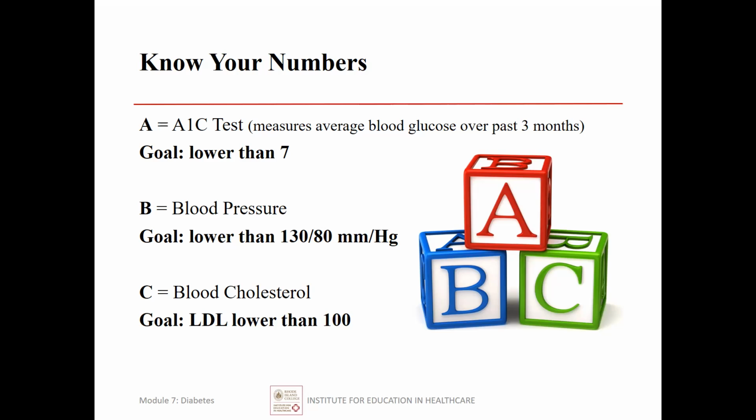And the C is for cholesterol. So remember that blood cholesterol is a type of fat that travels in the blood. There's good cholesterol, which is HDL, and bad cholesterol, which is LDL. The bad cholesterol, or LDL, can build up and clog the blood vessels, which can then cause a heart attack or a stroke. And the goal for the LDL is to keep it below 100.